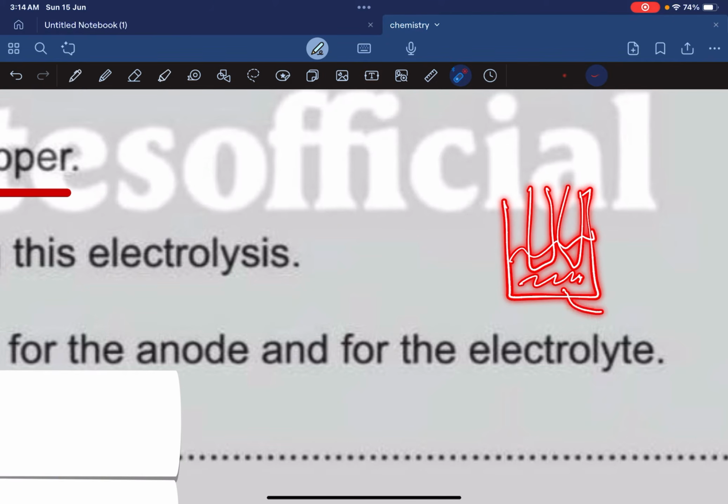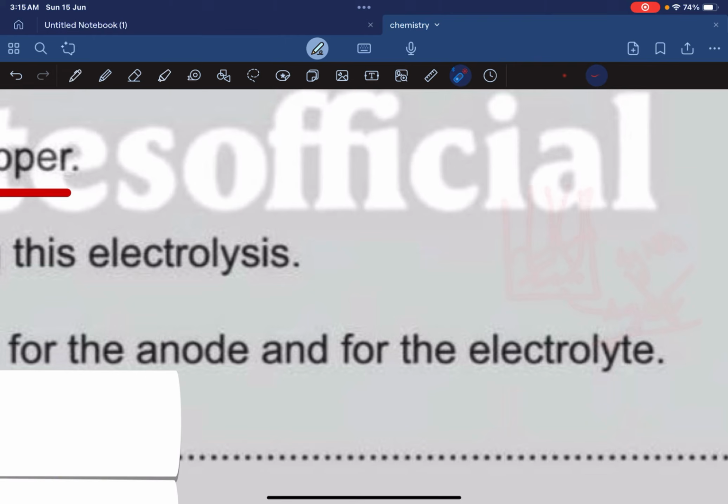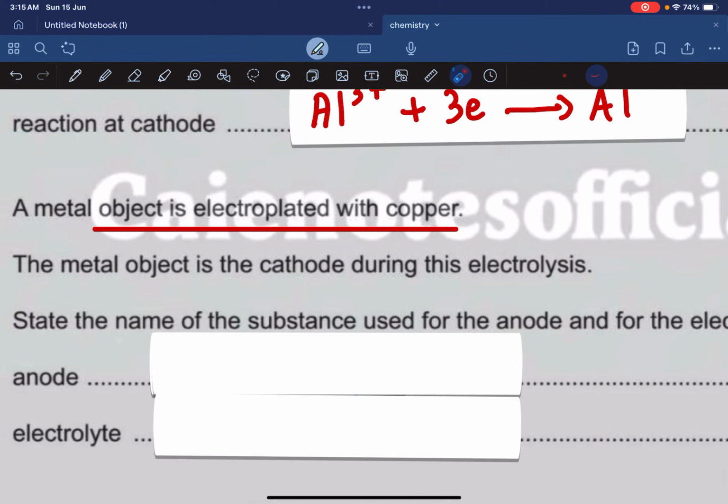So for example, if I'm doing it with silver, I cannot take silver chloride. That's going to be wrong. Why can't I take silver chloride? Because it's insoluble. I need a soluble salt of silver, so I'm going to take either silver nitrate or anything else. The metal object is the cathode during the electrolysis. That's what I've just told you guys.